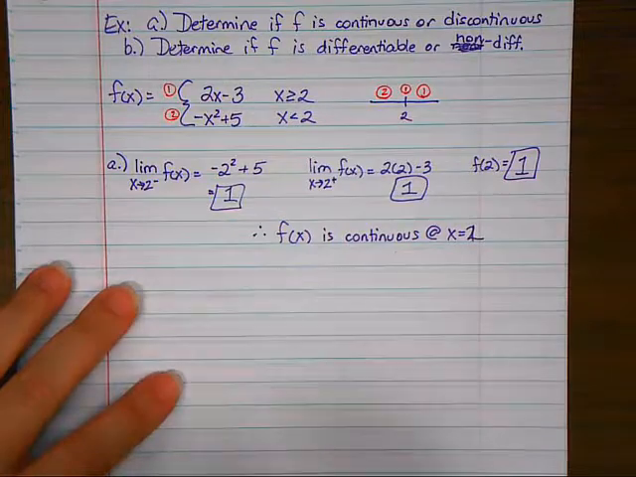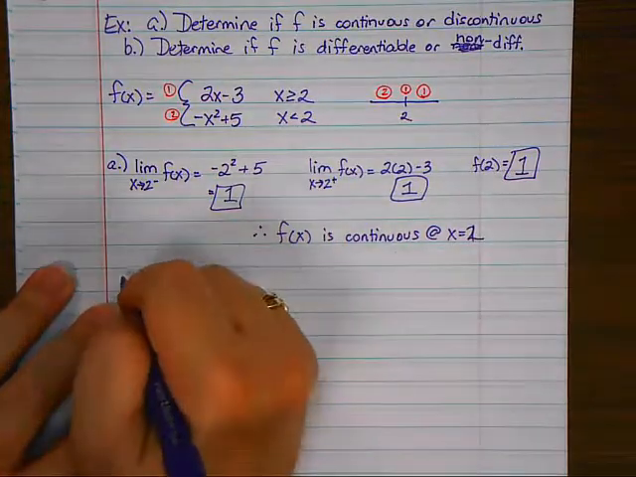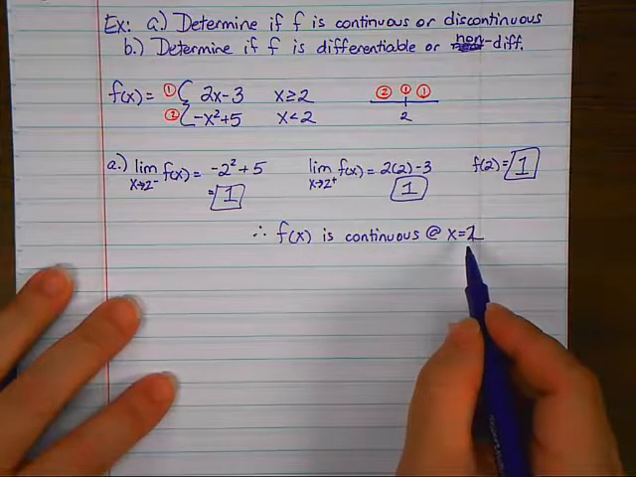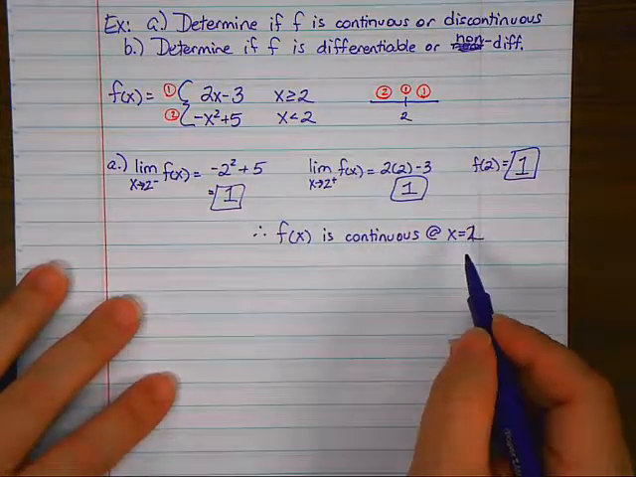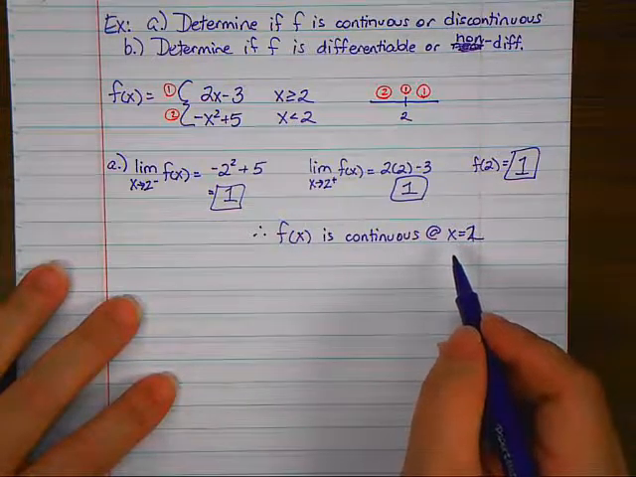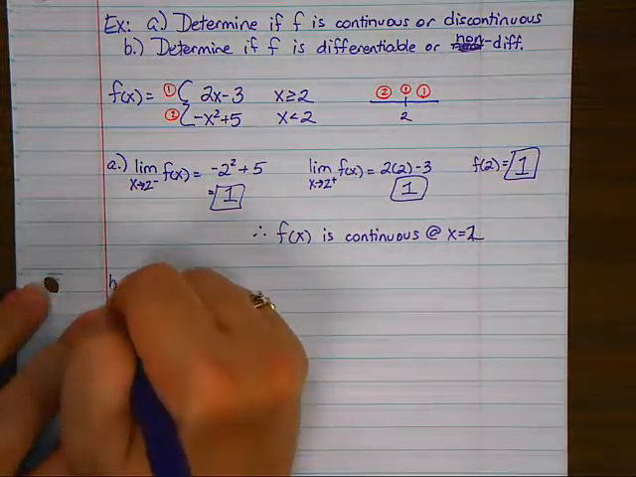Okay, so we did part A. Now we need to do part B. Let me say this one more time. If this had come out to be not continuous, you don't even have to do part B, because if it's not continuous, it can't be differentiable. Does that make sense?